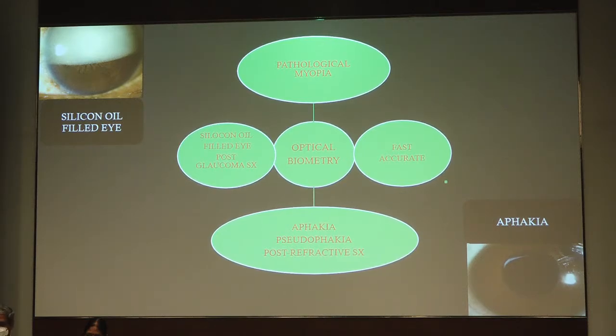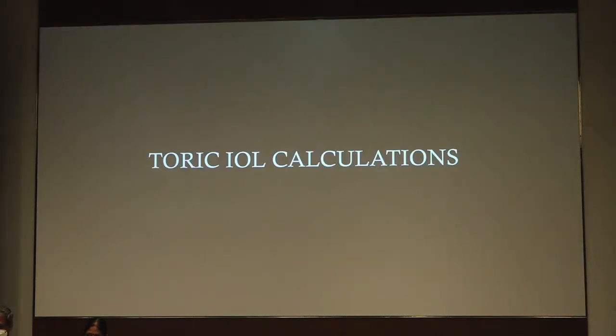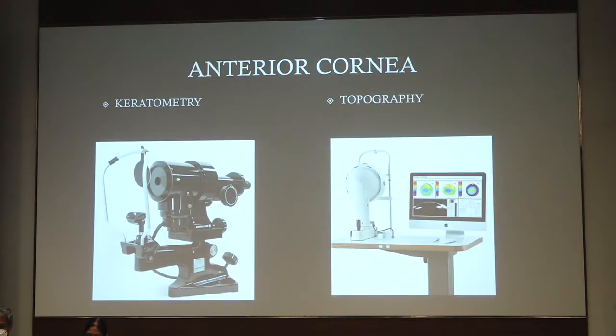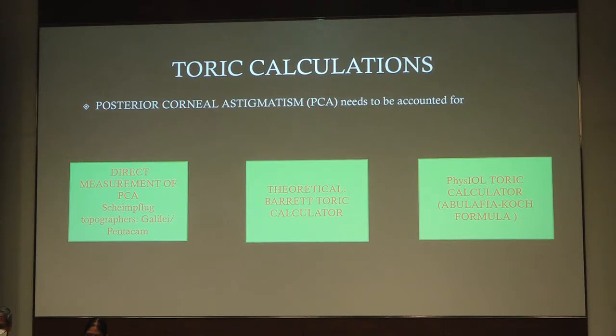Trabeculectomy, aphakic, pseudophakic, post-refractive, and a host of other conditions. So coming to toric IOL calculations, monofocal toric IOLs provide superior visual acuity. The anterior corneal measurements can be done by keratometry or topography. The posterior corneal astigmatism can be measured either by direct measurement, like with the Galilei or Cassini topographer, or via the Barrett toric calculator, or others like the Physiol toric calculator.